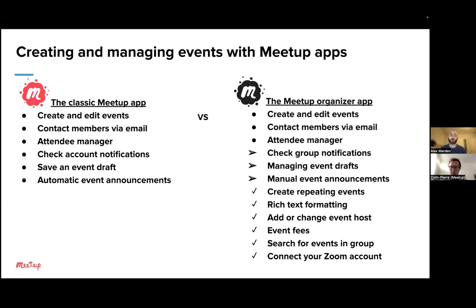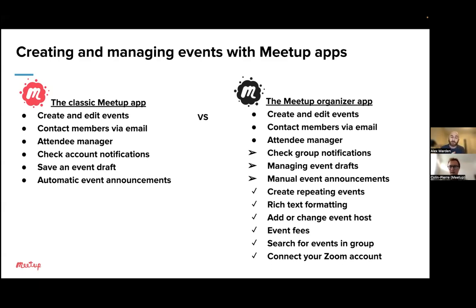We have a more expanded or focused experience for the next three items, which is rather than getting all of the notifications for your entire account, the Meetup for Organizers app will focus those notifications on ones that are specific to the groups that you organize. So you'll be getting the updates and the alerts that are specific to your duties as an organizer. Rather than saving just a single event draft, you get to manage a list of event drafts. So you can manage multiple event ideas at different stages in the creation process.